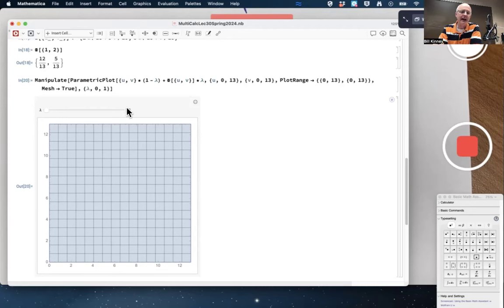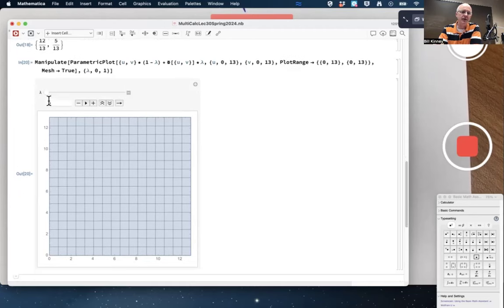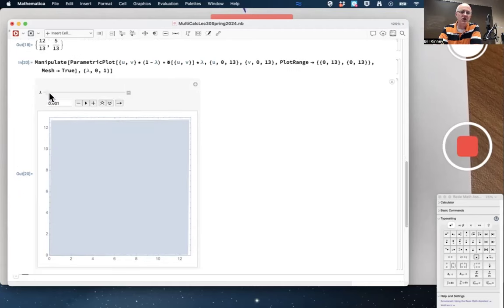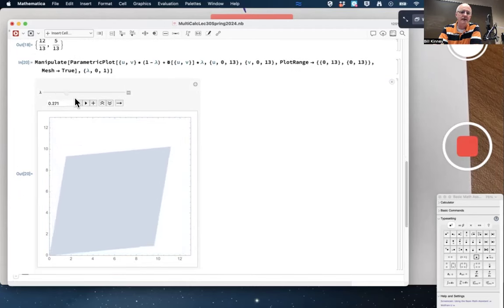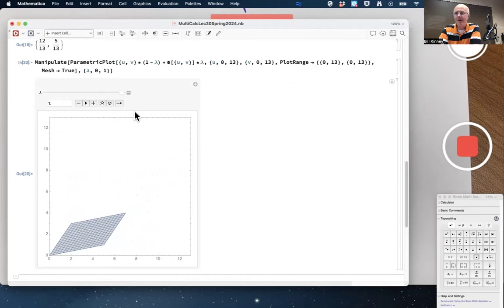And as lambda, the animation parameter here, varies from 0 to 1, we see this square get transformed into the parallelogram that we integrated over, with a little flip to it. See that? Watch it again. It just gets shrunk down and it flips right over itself to come up with the ending parallelogram.